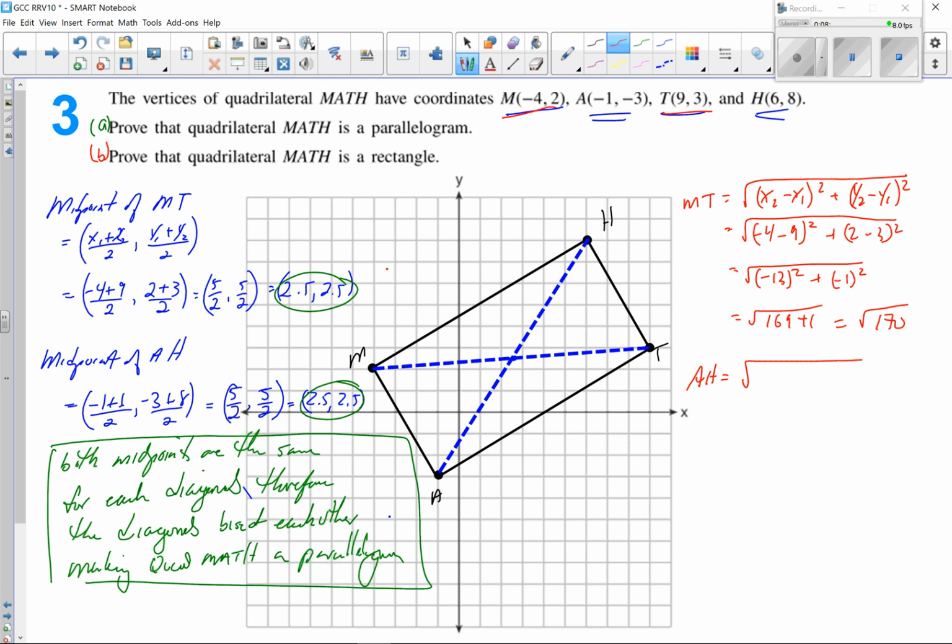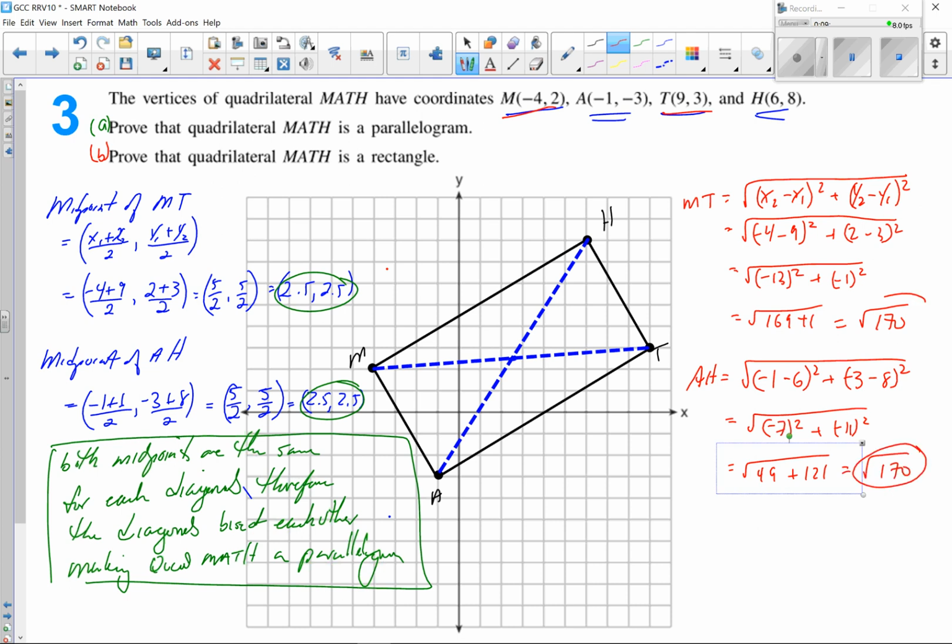So let's find the distance of this one. So again, first x minus the second x squared plus the first y minus the second y squared. So I get here, this is going to be negative 7 squared plus this is going to be negative 11 squared. Square of that is 49. Square of negative 11 is 121. Add those together, I get square root of 170. So again, those two are equal to each other.